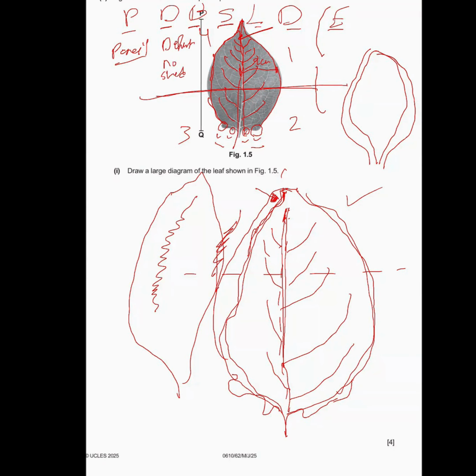B stands for big: it must fit the space provided. S stands for straight lines for labeling. This is a very important point. Most of you lose marks here.